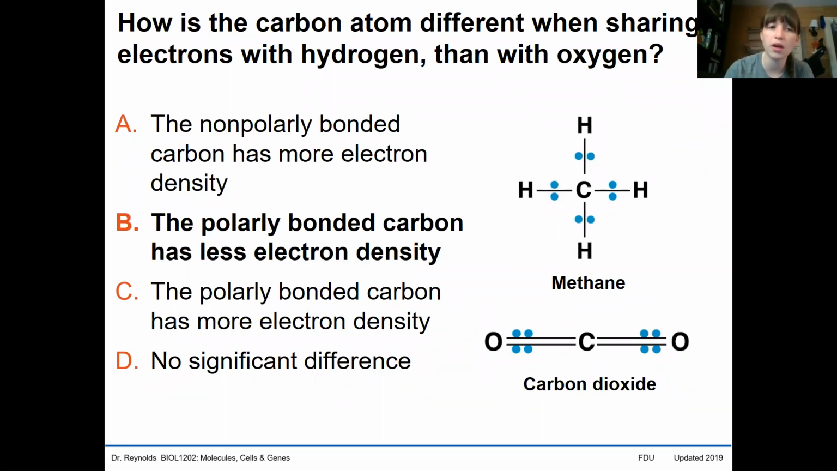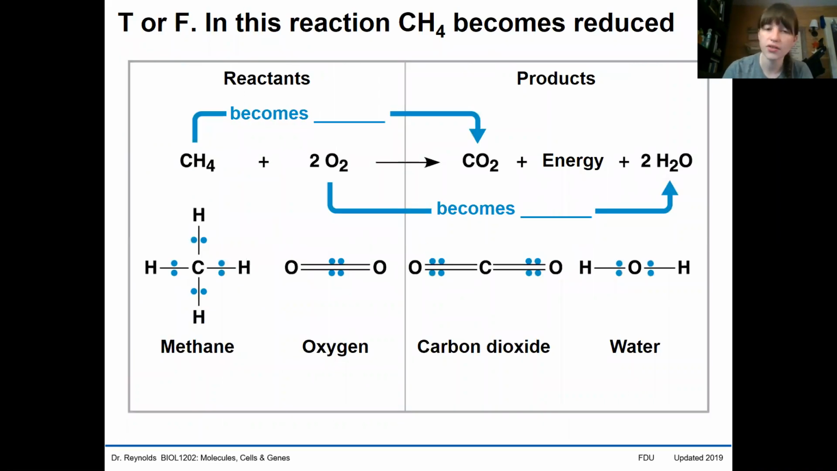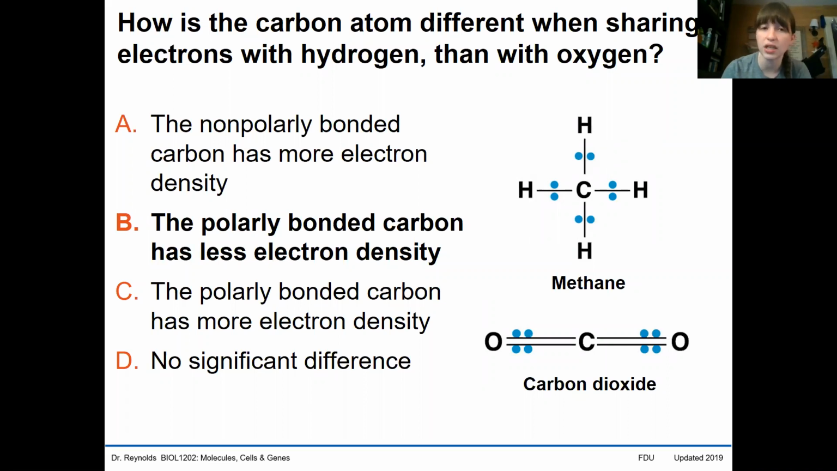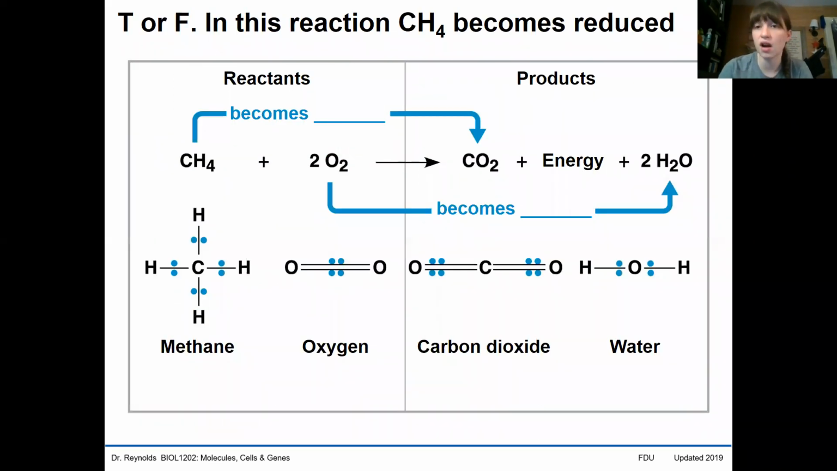So the polarly bonded carbon actually has less electron density. Because it has less electrons, that means that molecule is going to be less negative. So take a look at this reaction. If you take a look at methane here, the carbon in the middle of the methane is going to be transformed into carbon dioxide. So we have a carbon participating in non-polar covalent bonds, which is becoming a carbon participating in polar covalent bonds.